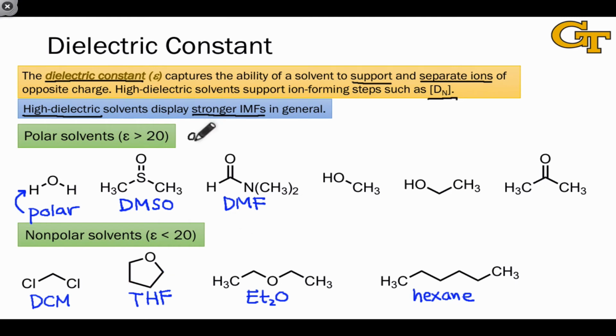Polar solvents tend to accelerate SN1 or E1 reactions by stabilizing the intermediates after loss of the leaving group from the starting alkyl halide or pseudo halide through the intermolecular forces that we saw on the last slide. Protic solvents are especially good at this.